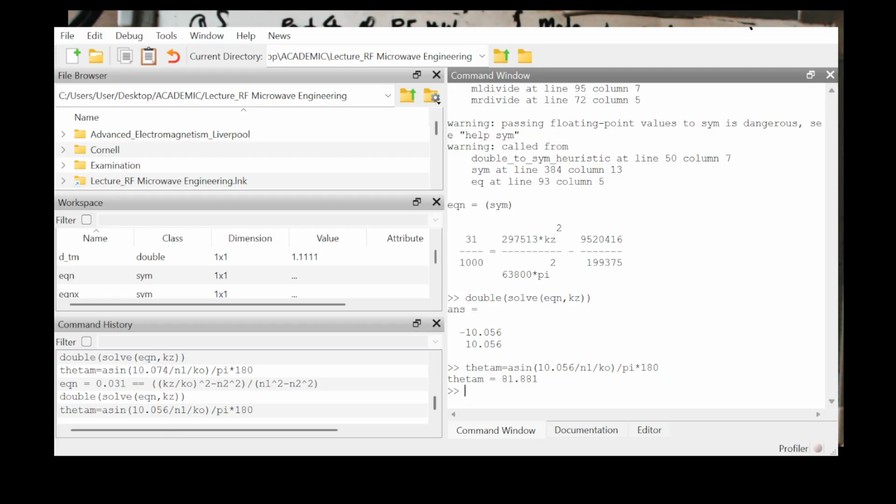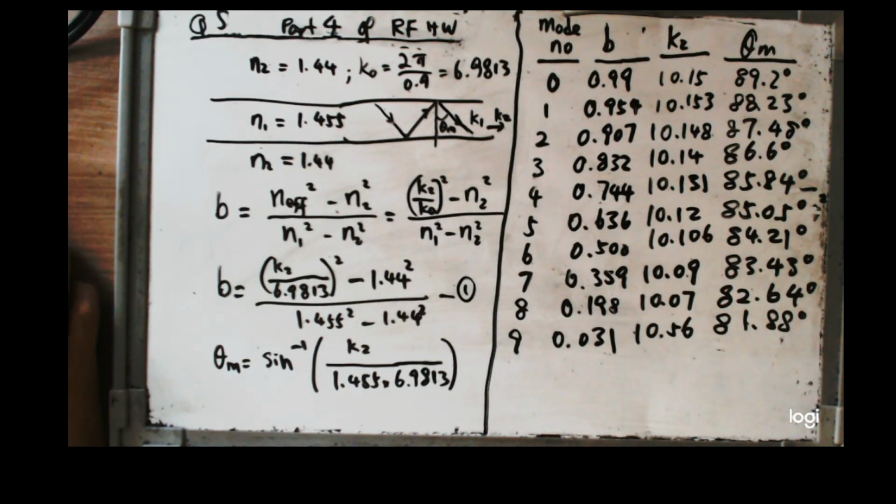I'm going to show you the right board, and I have already tabulated the answer. The propagation constant is on the third column, while the angle corresponding to the propagation constant is in the last column. And you will see that the first five angles are exactly the same. I can show you again.